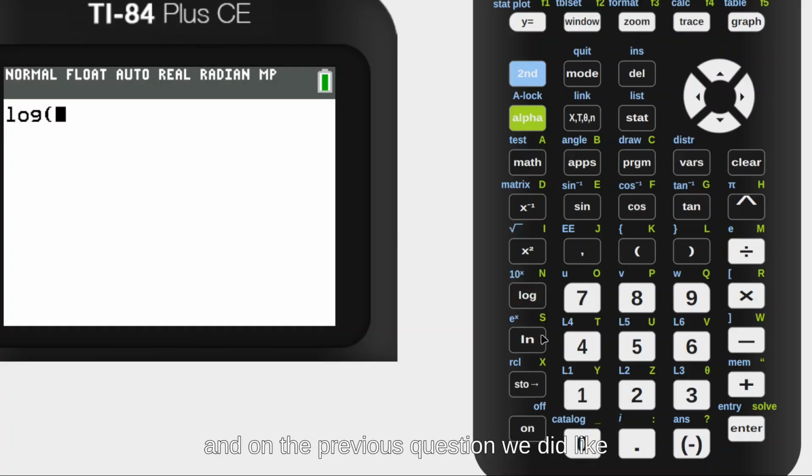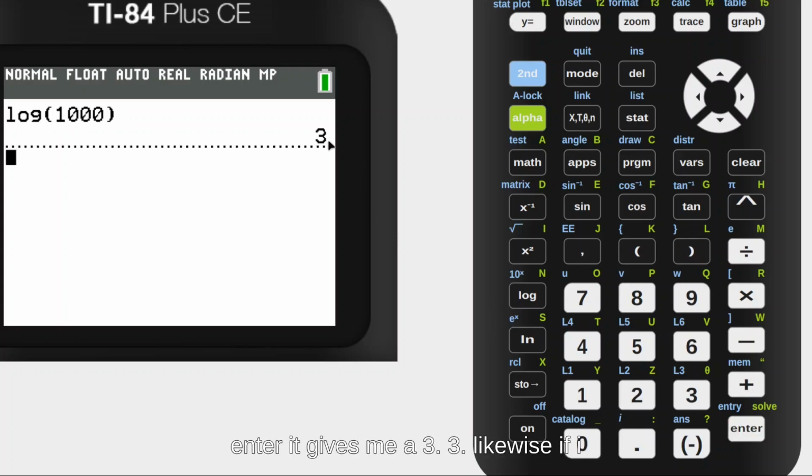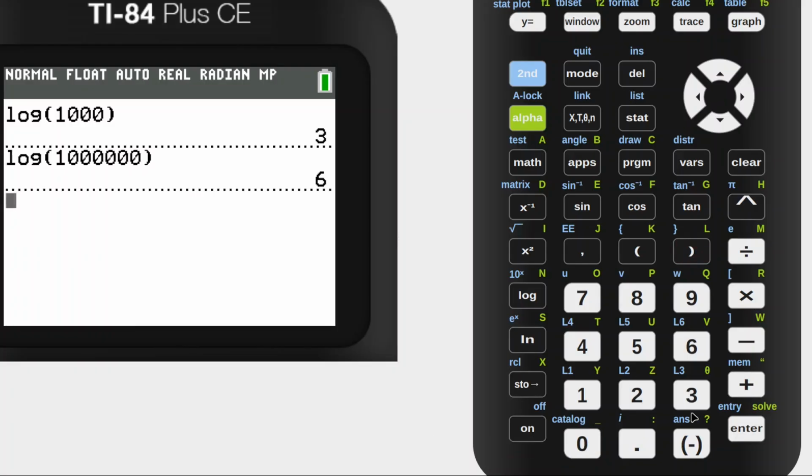So if I press that, and on the previous question we did, what's the log of 1,000? So I'll say log, enter 1,000, close parentheses, and press enter, and it gives me a 3. Likewise, if I say the log of 1 million, okay, that should give me 6.